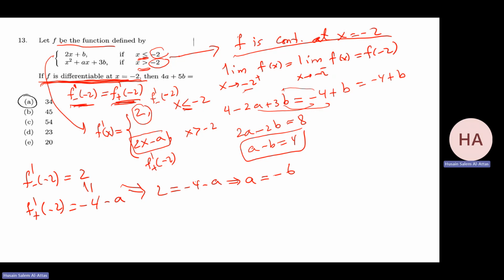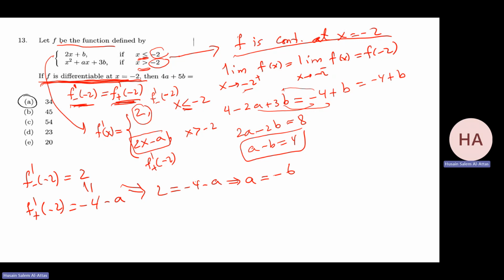Then I have what? Take everything to this side. I have 2a minus 2b, yeah, is equal to 8. So a minus b is equal to 4.